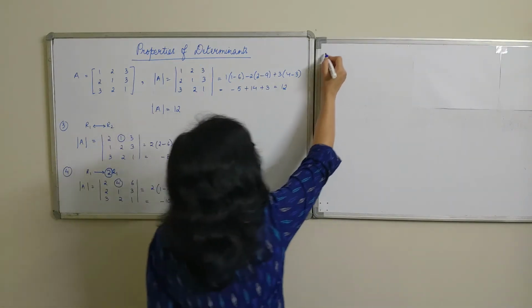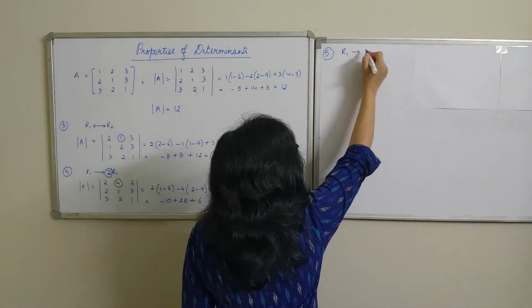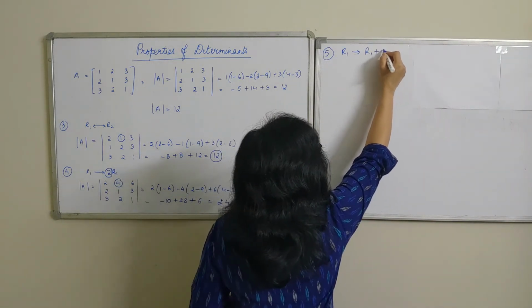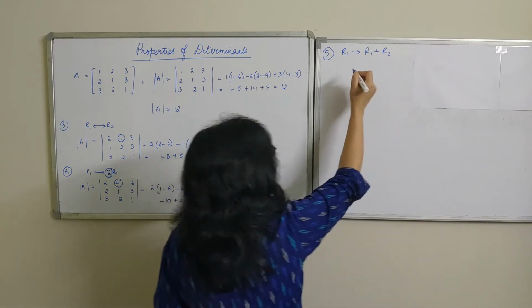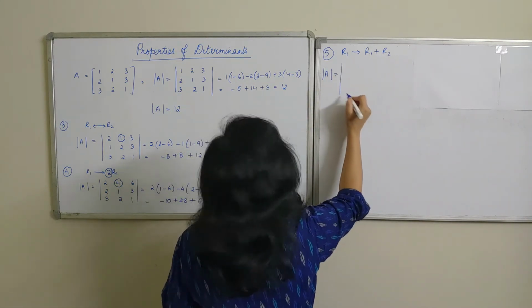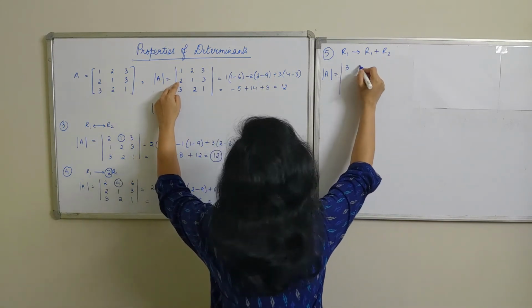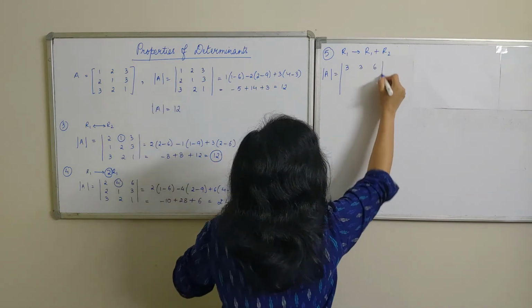The third kind of row operation is something like this, where changes in R1 can be done with respect to changes in R2. So the new determinant that we obtain here is, from here adding R1 and R2, we get 3, 3, 6.